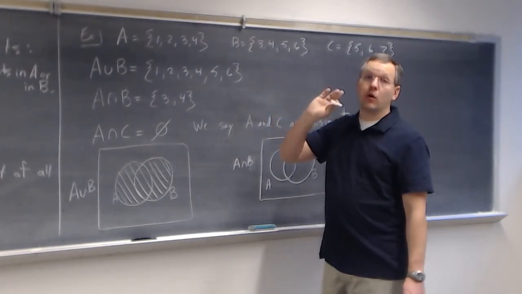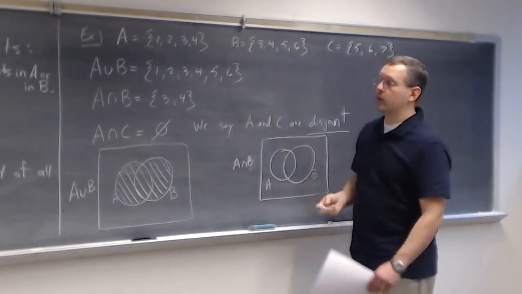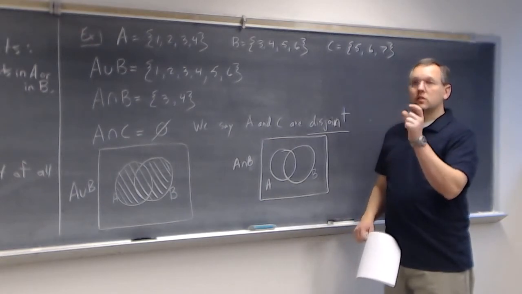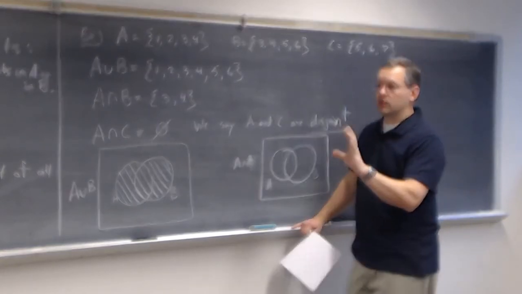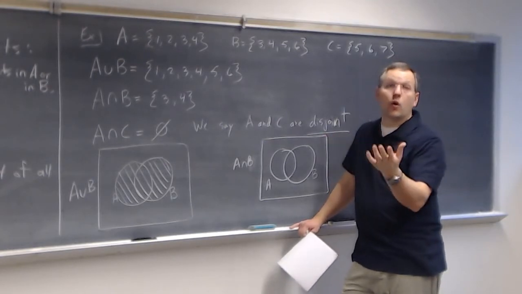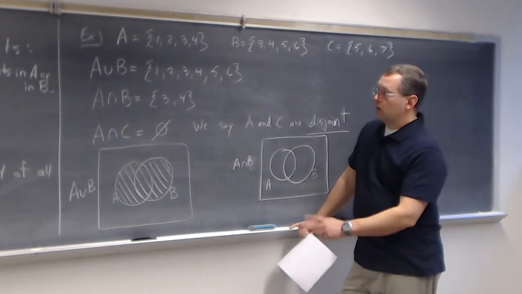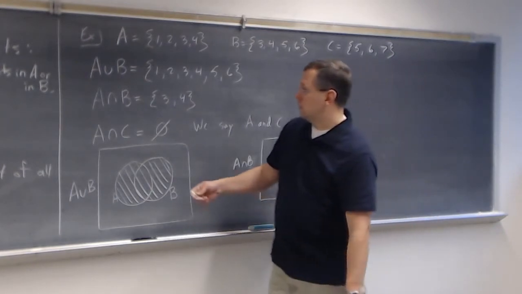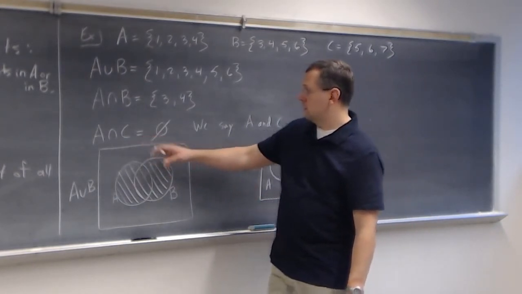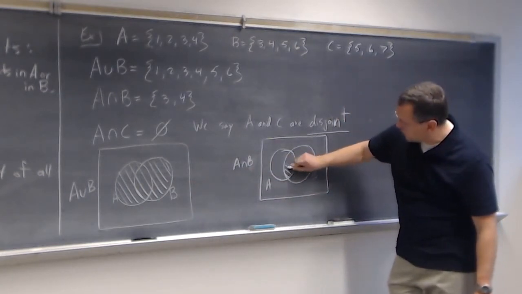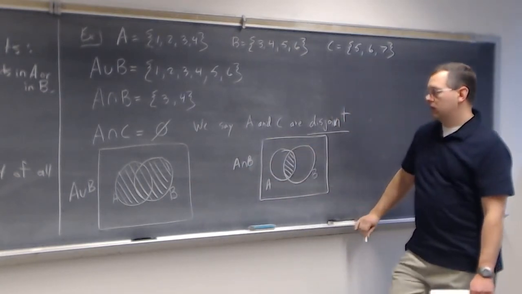It could potentially be both. So mathematically, when we say the word or, we don't mean either or. The mathematical definition of or is it's one or the other or both. Okay. So this is A union B. This would be A intersect B, where the two sets overlap.